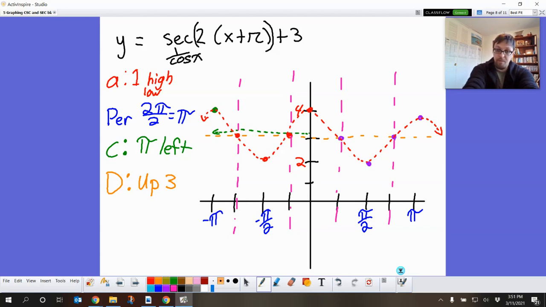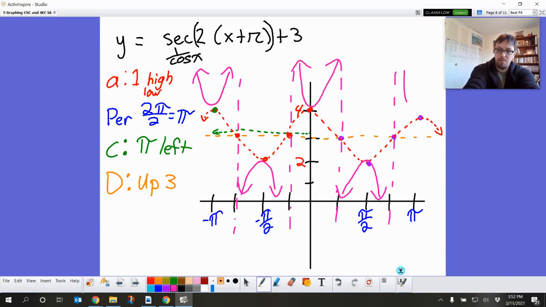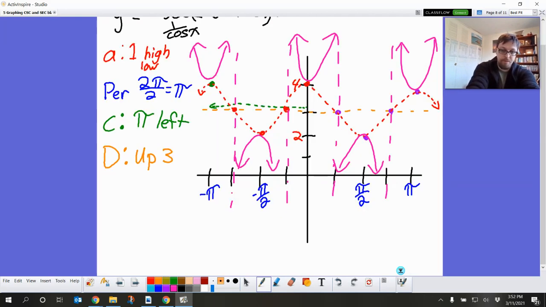Then bounce off the bottoms, bounce off the tops. Boink, boink, boink. That's it. Graph made. Okay, cool. Next, asymptotes.